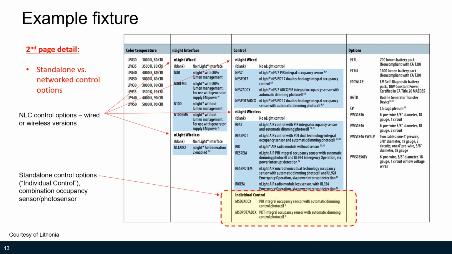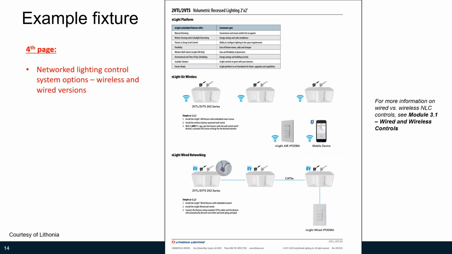Notice that the first one says PIR integral occupancy sensor with automatic dimming control photocell. So this is really a combination occupancy sensor photosensor to provide both of those functions. On the fourth page, they show a bunch of options for both wireless and wired versions of this system.